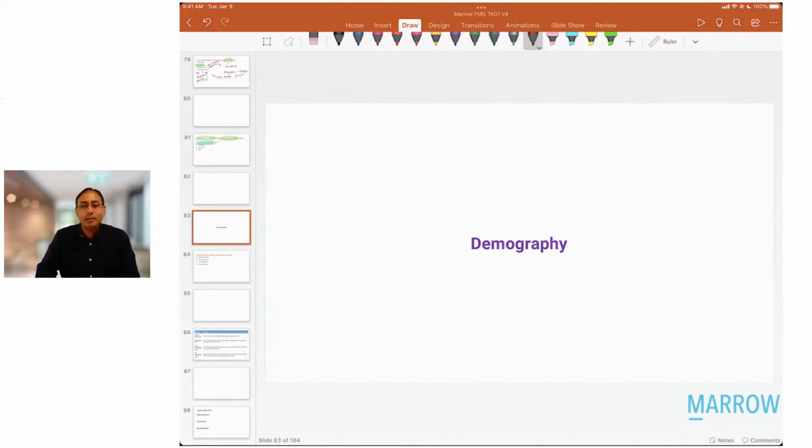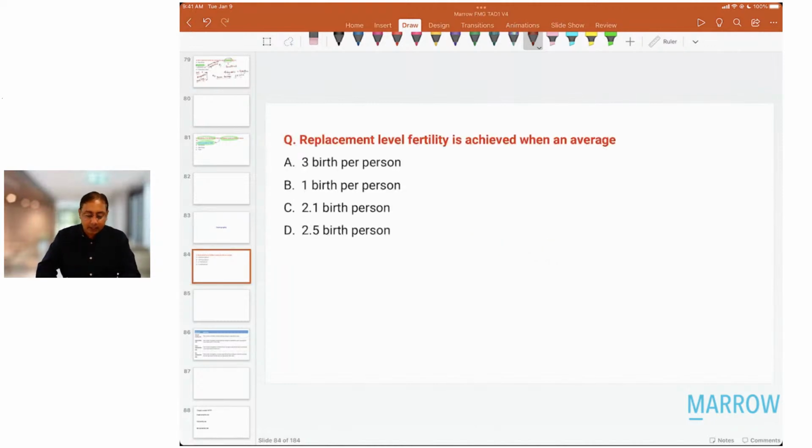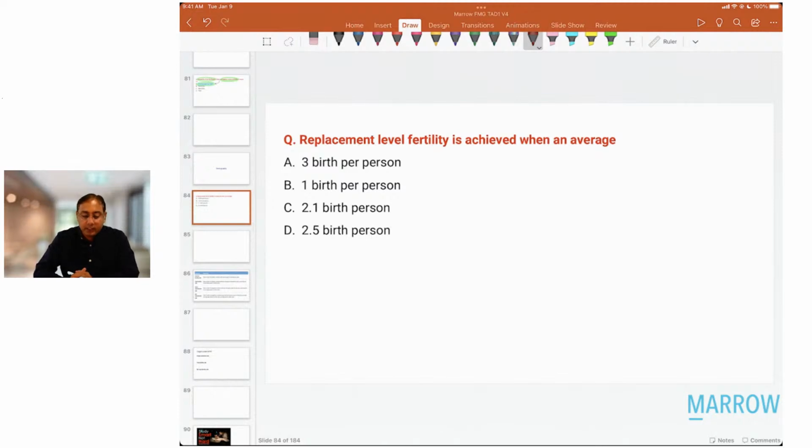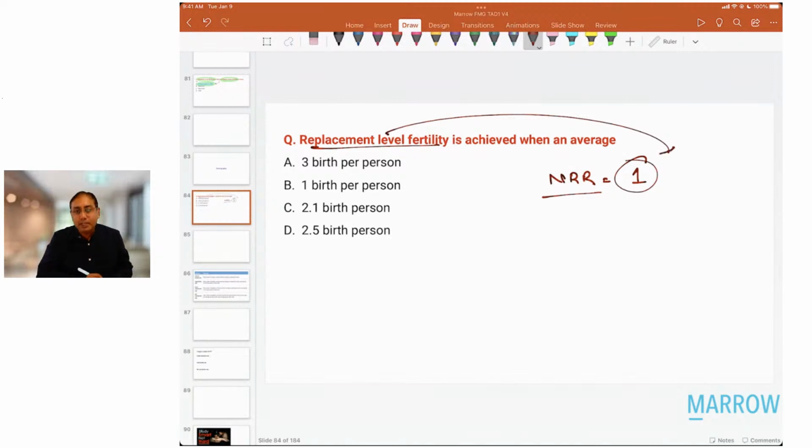कुछ क्वेश्चंस देखते हैं अबाउट डेमोग्राफी एंड फैमिली प्लानिंग. Replacement level fertility is achieved when an average. So when do we say replacement level fertility? Please remember that there is a concept called as NRR. What is NRR? NRR stands for net reproduction rate. So net reproduction rate अगर 1 हो जाए, that funda is called as replacement level.